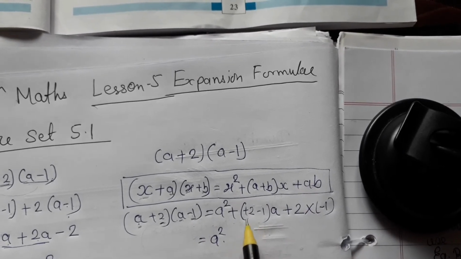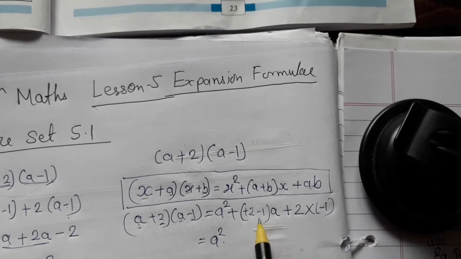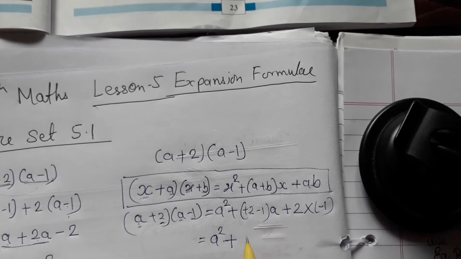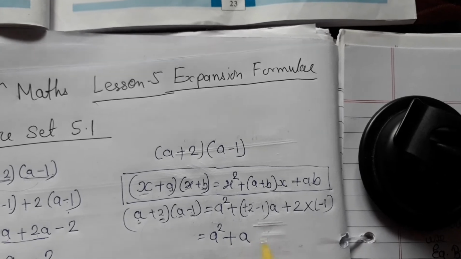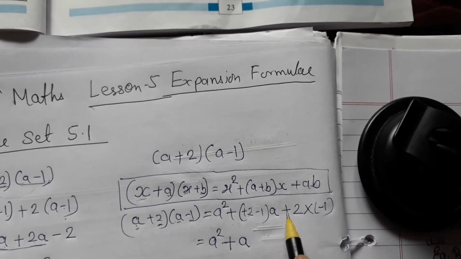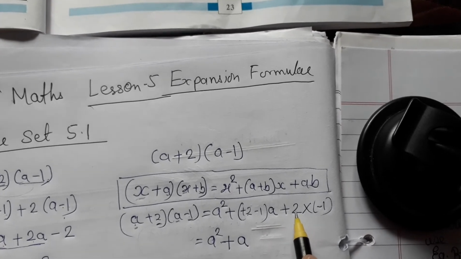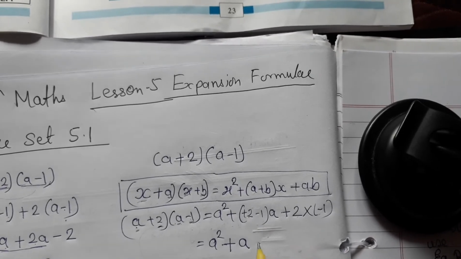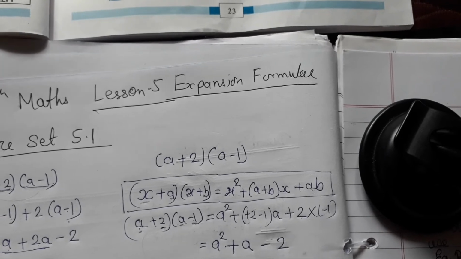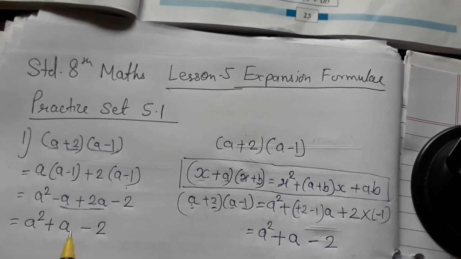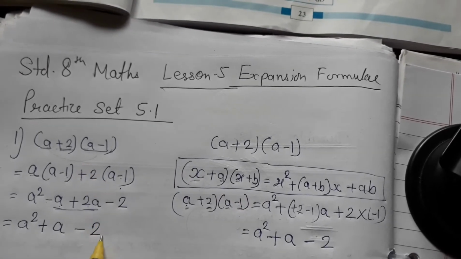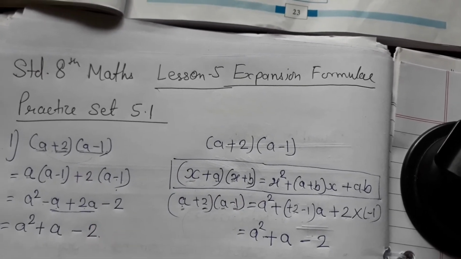Here, plus 2 minus 1 means plus 1. So plus 1a means plus a. Now we have to solve this. Plus 2 multiplied by minus 1, that means minus 2. You will get the same answer as before. So you can either use the formula or you can directly solve this way. Both are right.